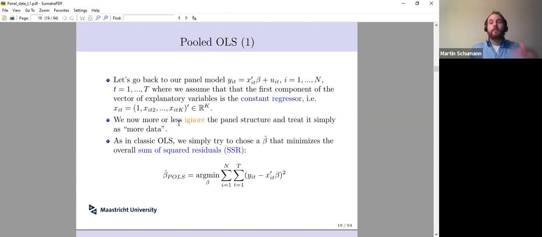Okay, now again, we completely ignore that we have a panel. We simply treat it as if we have more data. So the classic approach is that we simply try to find the beta that minimizes the sum of squared residuals, right? That is like what we always do in your introductory econometrics course. So what we're trying to minimize is the residual here squared over the whole sample.